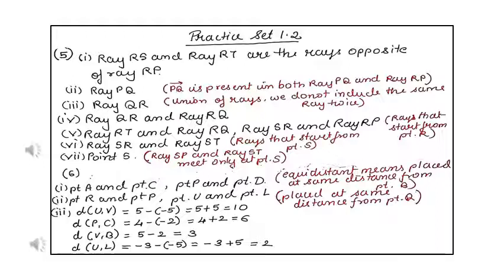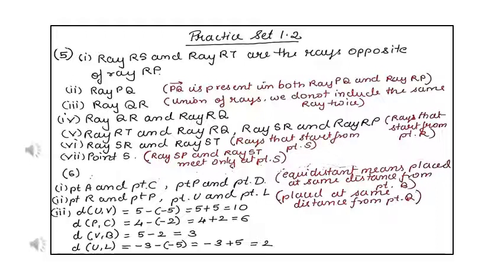Question 4. State the rays of which segment QR is a subset. Now subset means it is a part of that ray. So my answer is ray QR and ray RQ. Question 5. Write the pair of opposite rays with common endpoint R. So endpoint R means starting from R, and opposite rays means moving in the opposite direction. So my answer is ray RT and ray RQ. This is the first pair. And next is ray SR and ray RP.